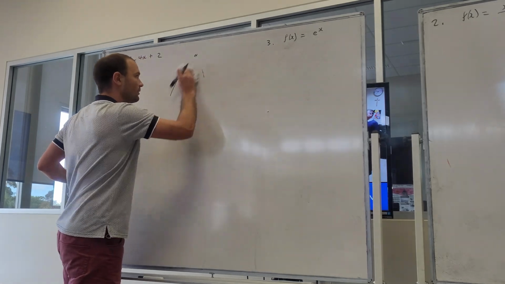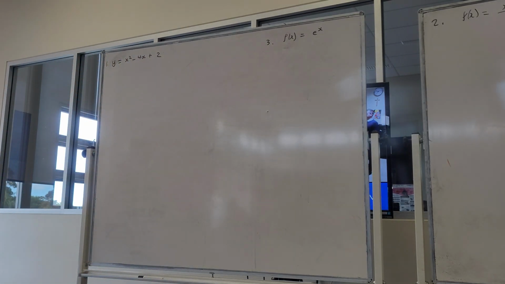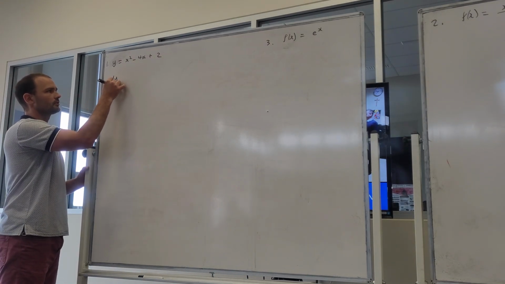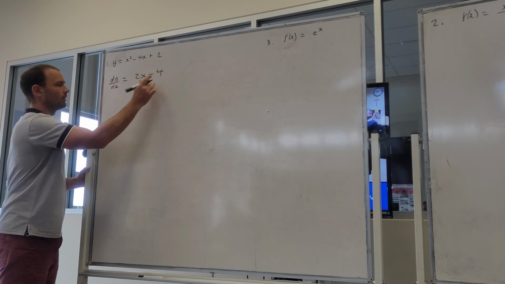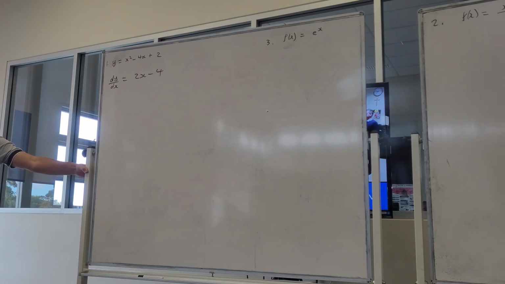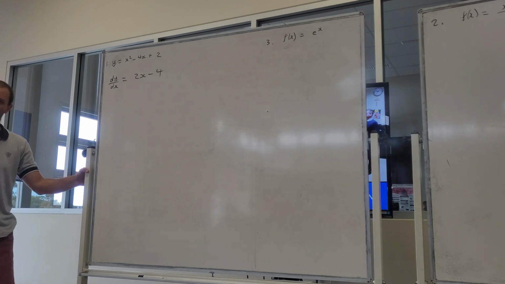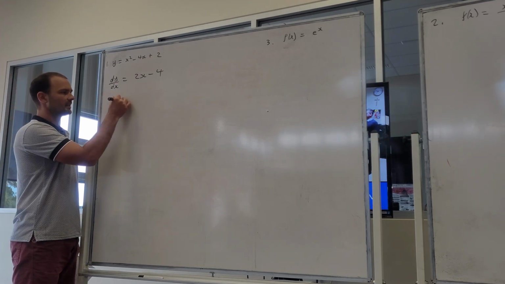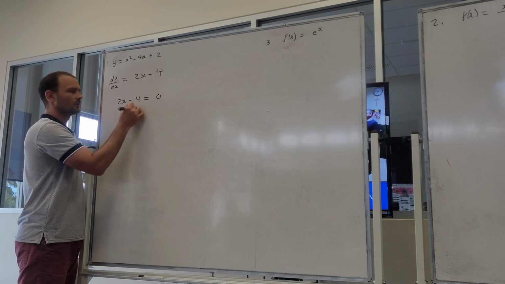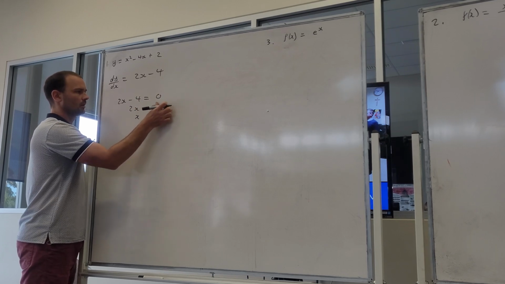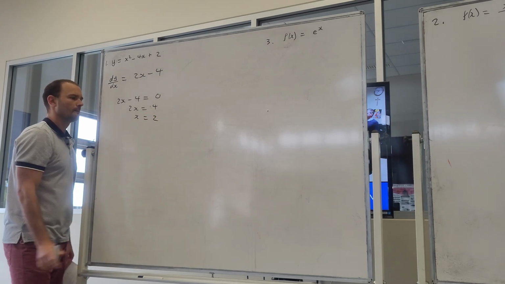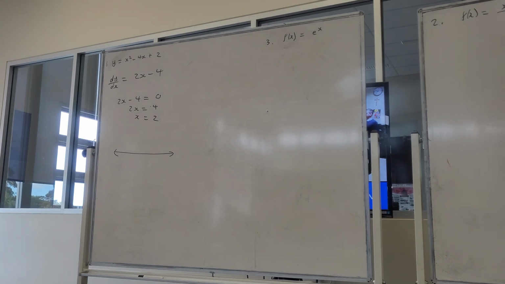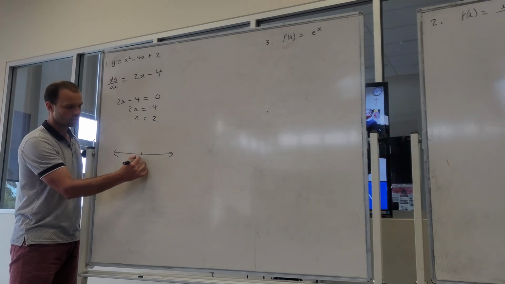So I've got here a quadratic, and our process is to differentiate it, so find the derivative, and draw its sign diagram. So here's the derivative, 2x take 4. We want to draw the sign diagram of the derivative function. To draw a sign diagram, we need to know its roots. So when does it equal 0? We've got a root at 2.